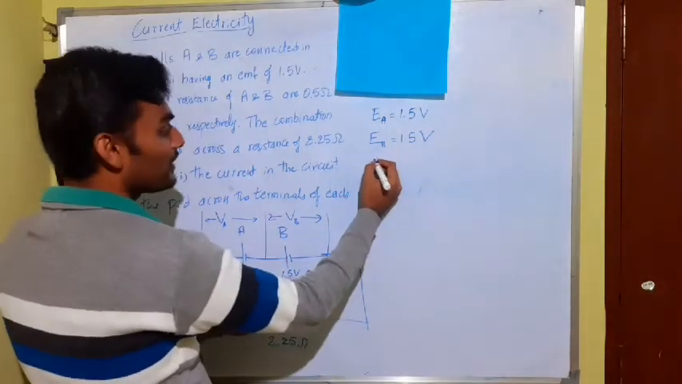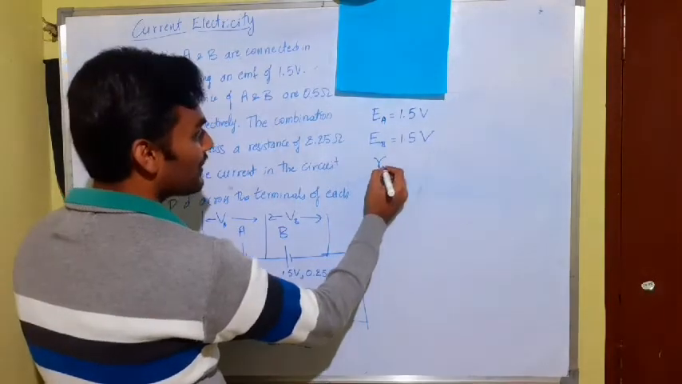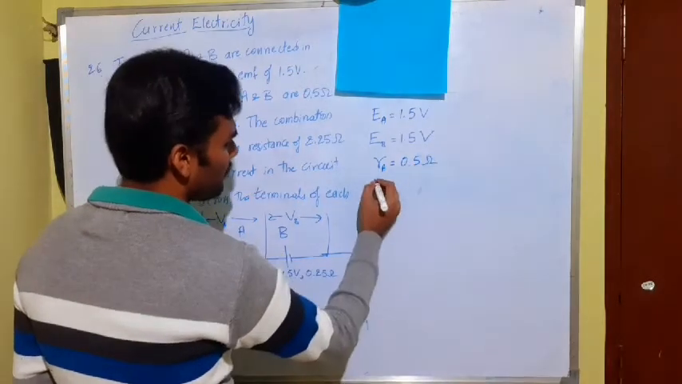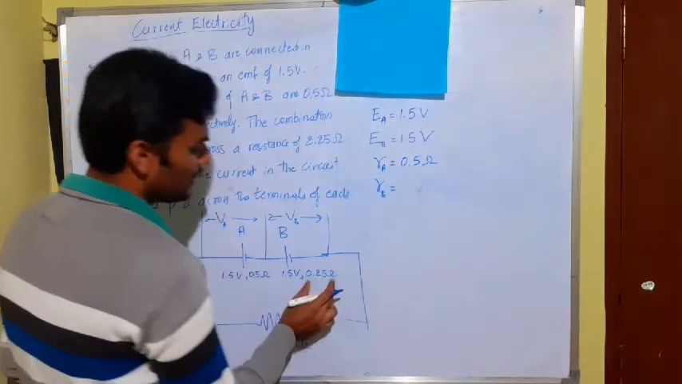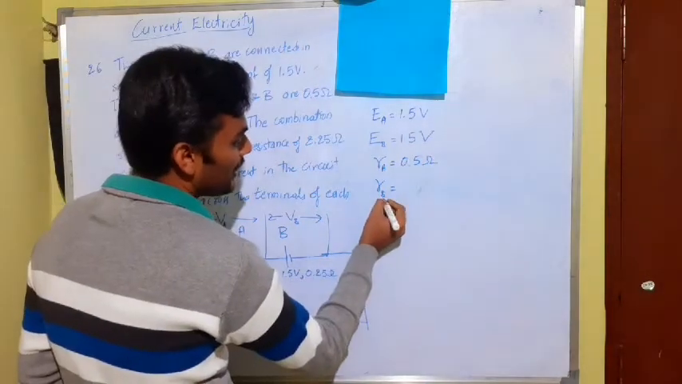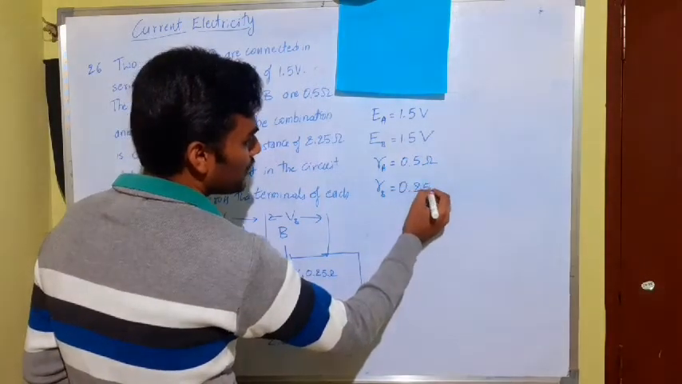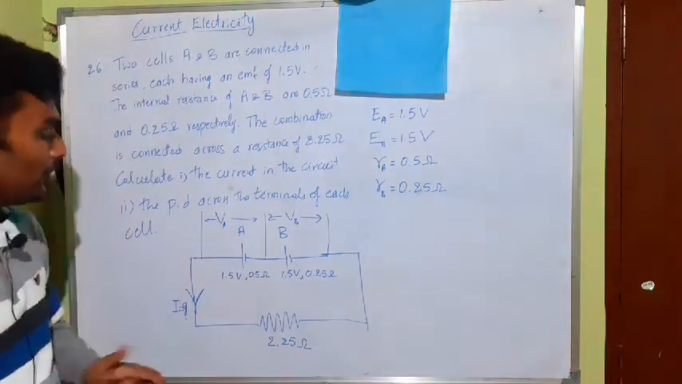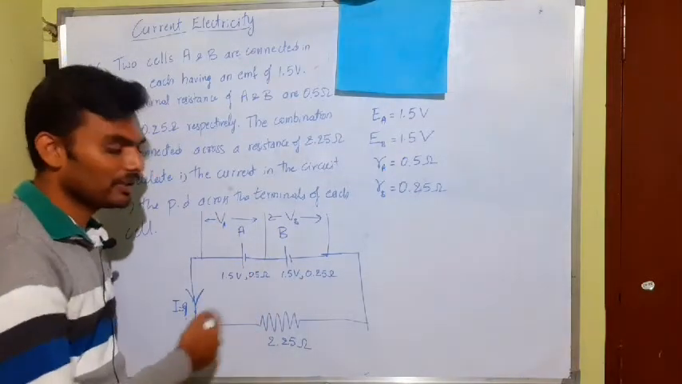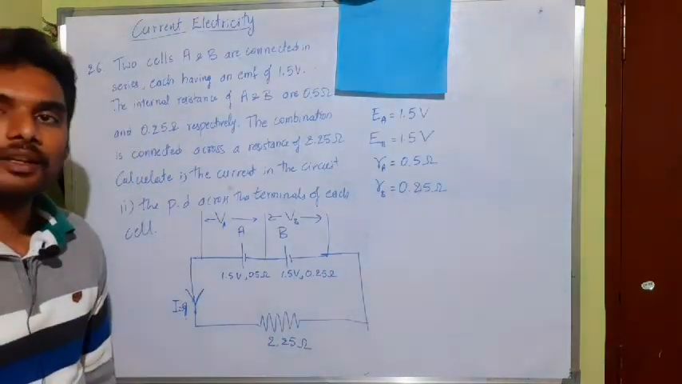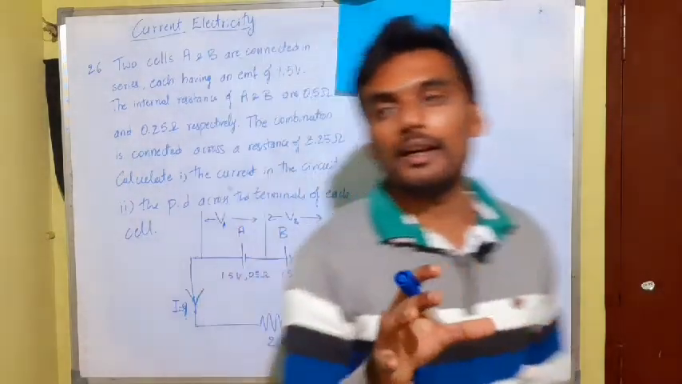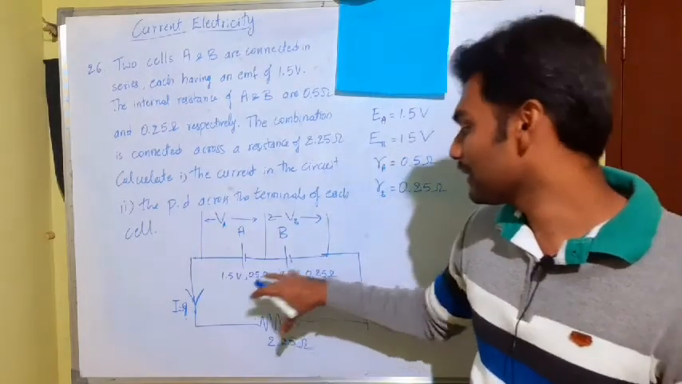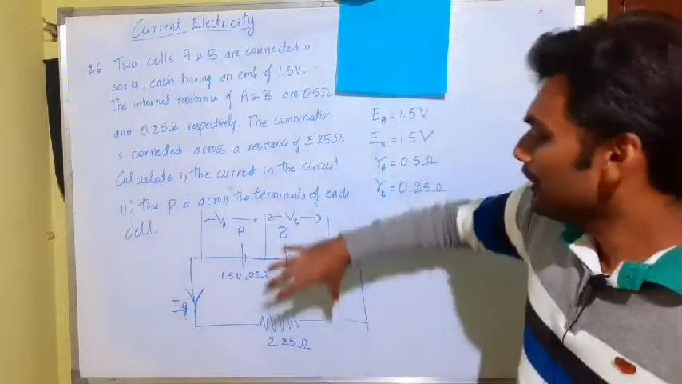Let me call the internal resistance of cell A as RA, small r A, which is 0.5 ohm. Similarly, the internal resistance of cell B shall be called RB, which is 0.25 ohm. Now, when you have two cells connected in series with an external resistance and you want the current, we should always look for the effective EMF and effective internal resistance of the combination of the cells.